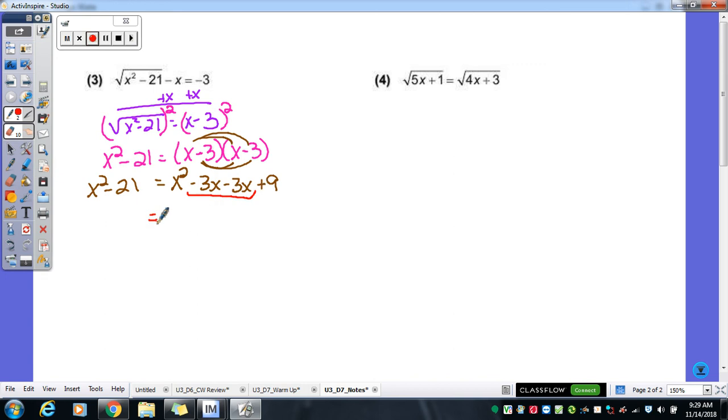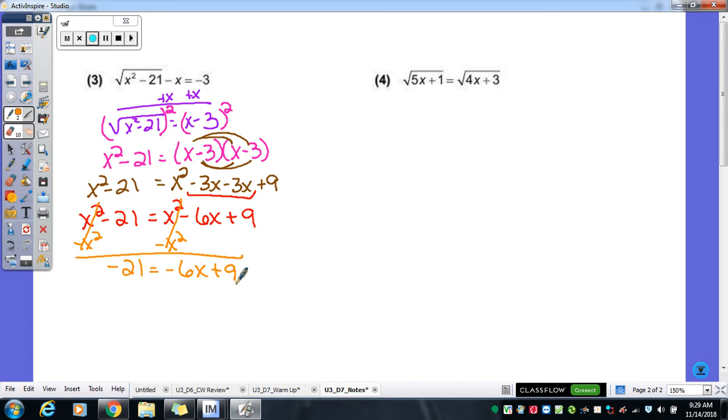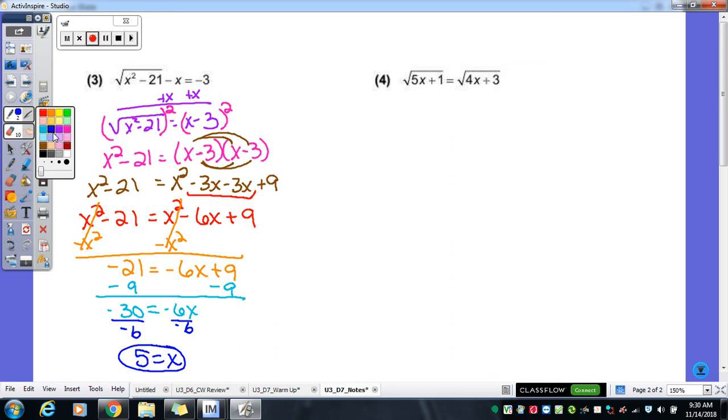So then the right side, combining my x's, I get x squared minus 6x plus 9. Left side I still have x squared minus 21. So then I'm going to start trying to get my terms together. I'm going to try to bring my x squared over with this x squared. And actually what happens is it cancels on both sides, which sometimes happens. So we have that negative 21 equals negative 6x plus 9. So then I'll bring my 9 over to my 21. Divide by negative 6. And we get x equals 5.